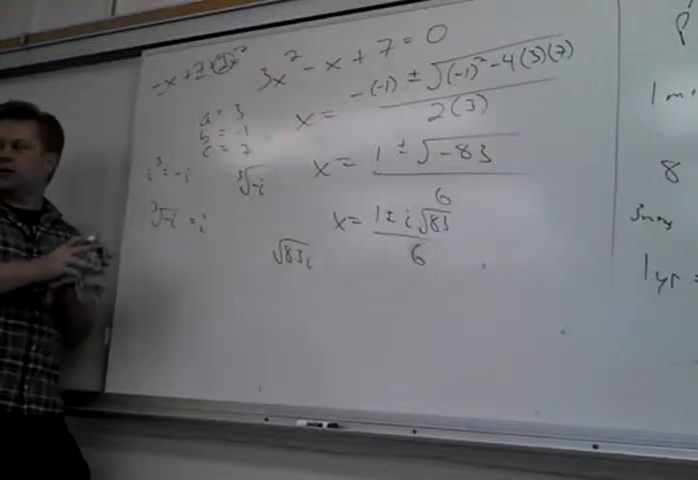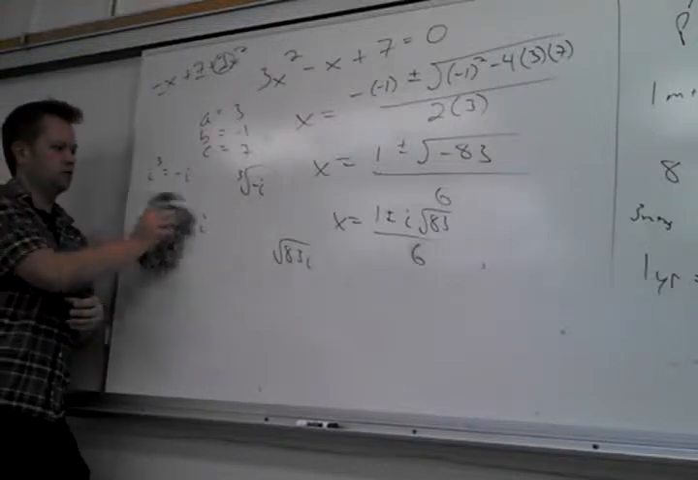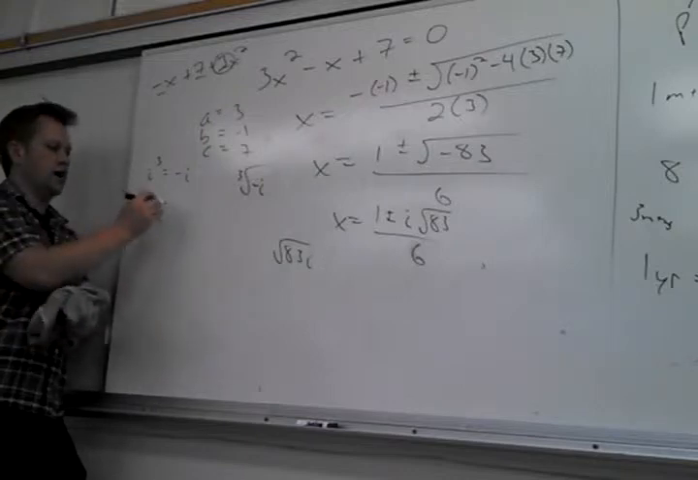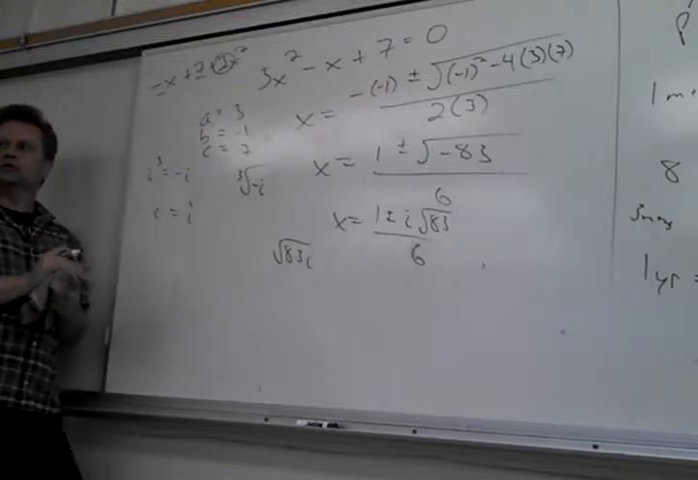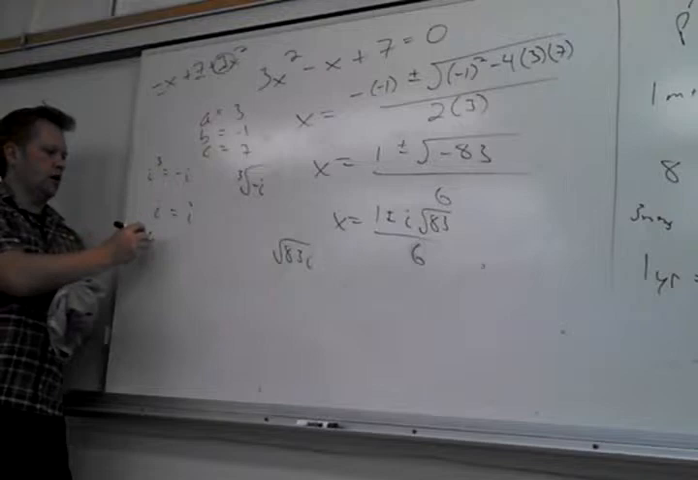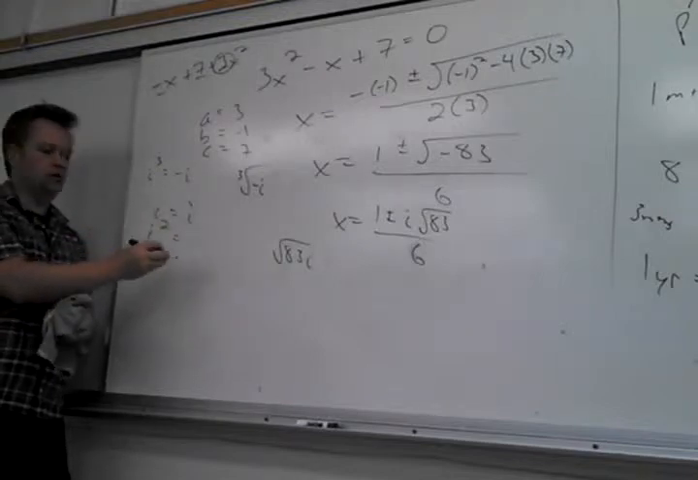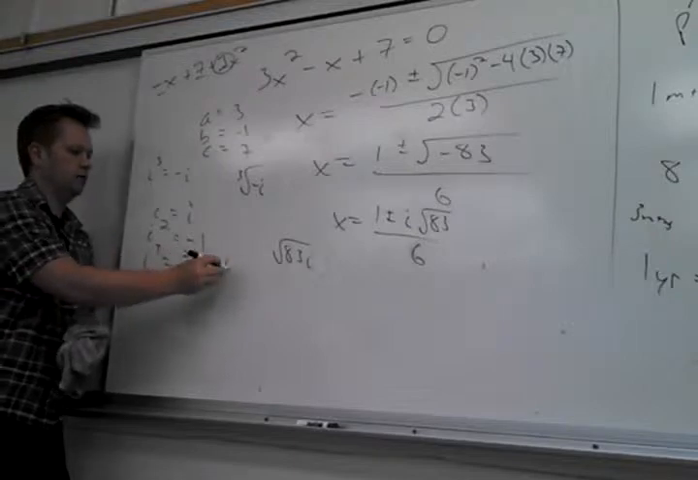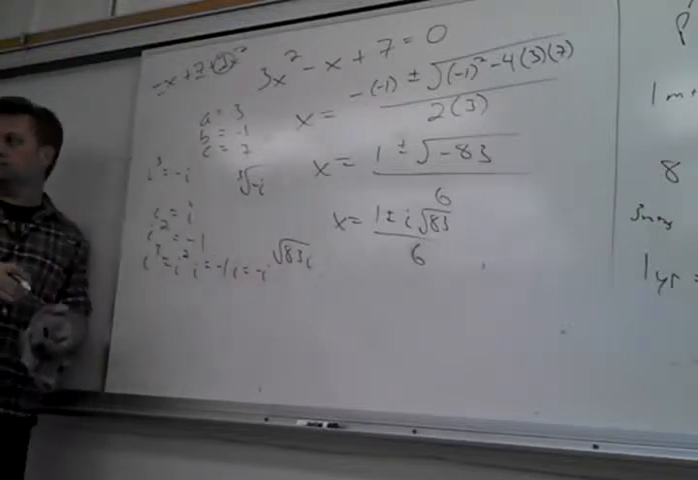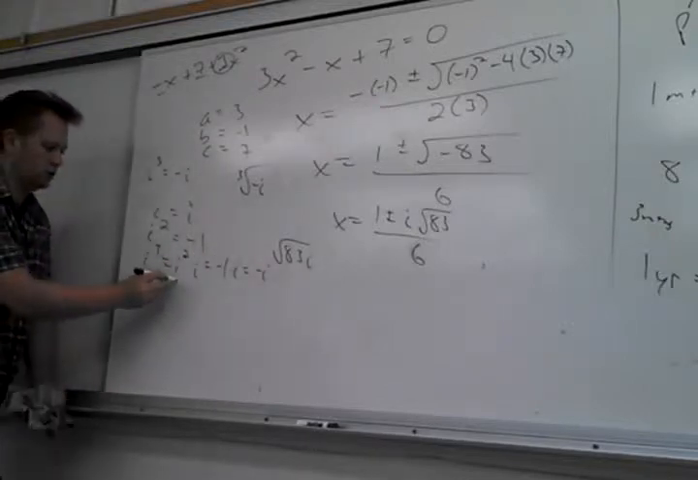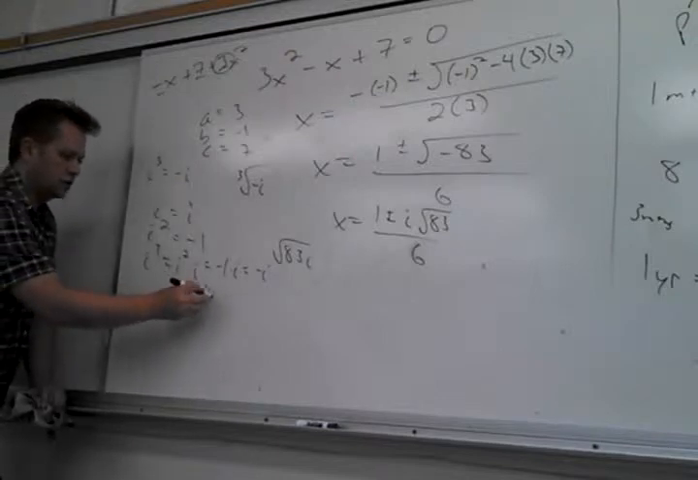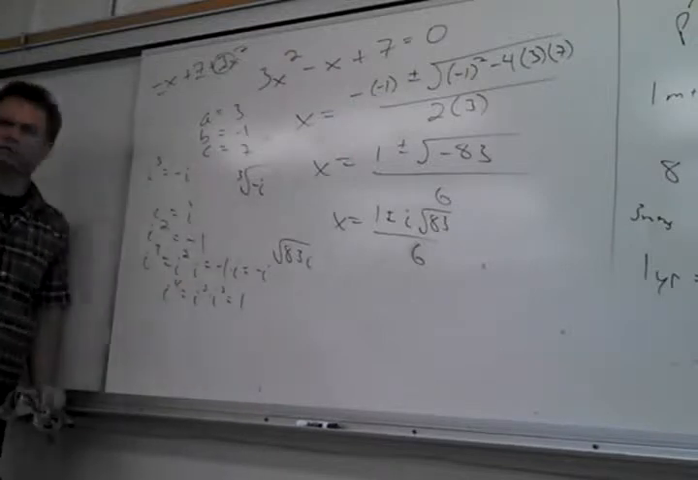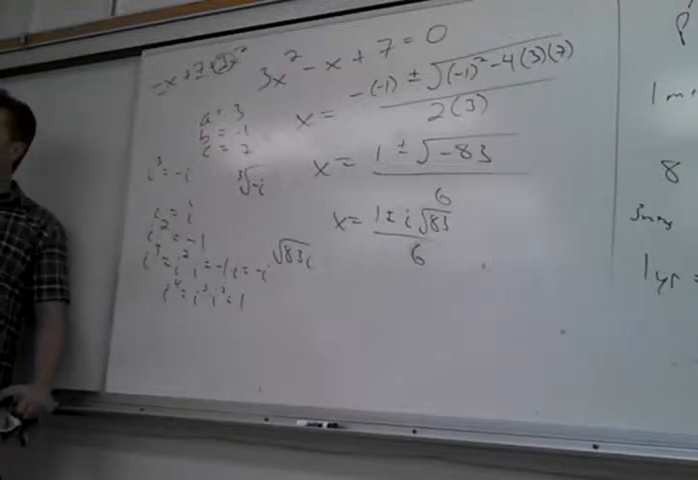That whole thing we talked about when we first did complex numbers. Right? i is i. We start there. i squared is negative 1. i cubed is i squared times i. Negative 1 times i is negative i. And i to the fourth would be i squared times i squared, negative 1 times negative 1, which is 1. That's the thing we have to know.